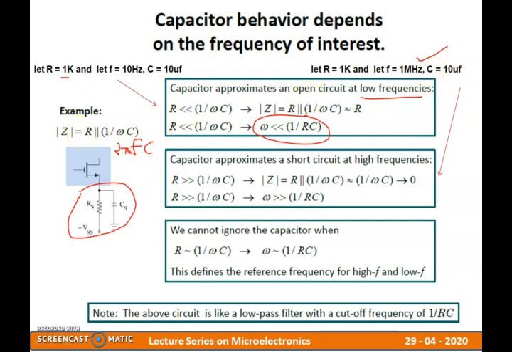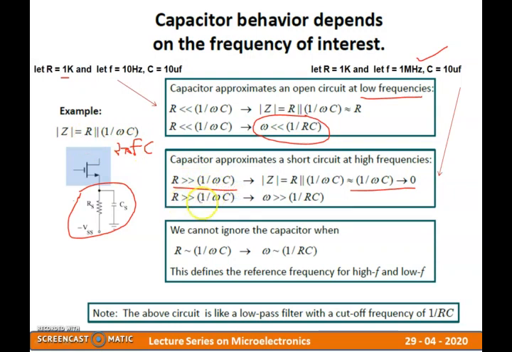Now R is 1k. 1k parallel 0.1 will be equal to what? Because 1k is a large value and 0.1 is a small value, if I do the parallel combination, I'm almost going to get a value of 0.1, which is negligibly equal to 0, which means my impedance is tending towards 0. So under this scenario, my impedance is almost equal to 1 over omega C, which is nothing but tending almost to 0. And in this scenario, the value of 1 over omega C is very low compared to R. Hence, I have taken this condition.